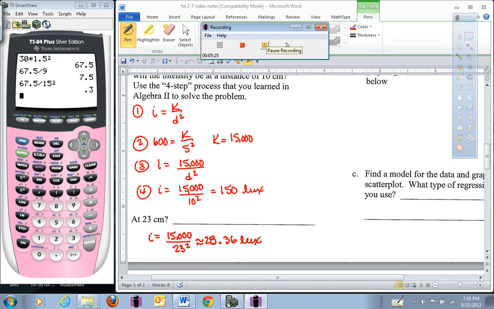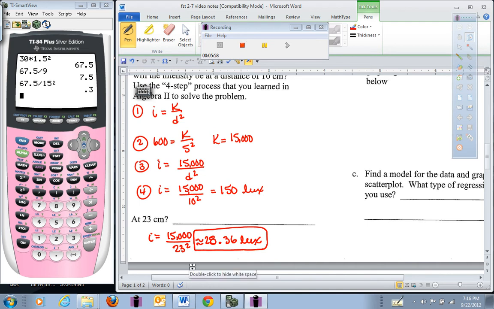Okay, as you can see, the intensity from the power source was inversely proportional to the square of the distance. So remember to square the distance. I got a K of 15,000. So my specific equation on part 3 was 15,000 over d squared. And then for part 4, I substituted in 10. I remembered to square it, and I came up with 150 lux. And for 23 centimeters, I got approximately 28.36 lux.